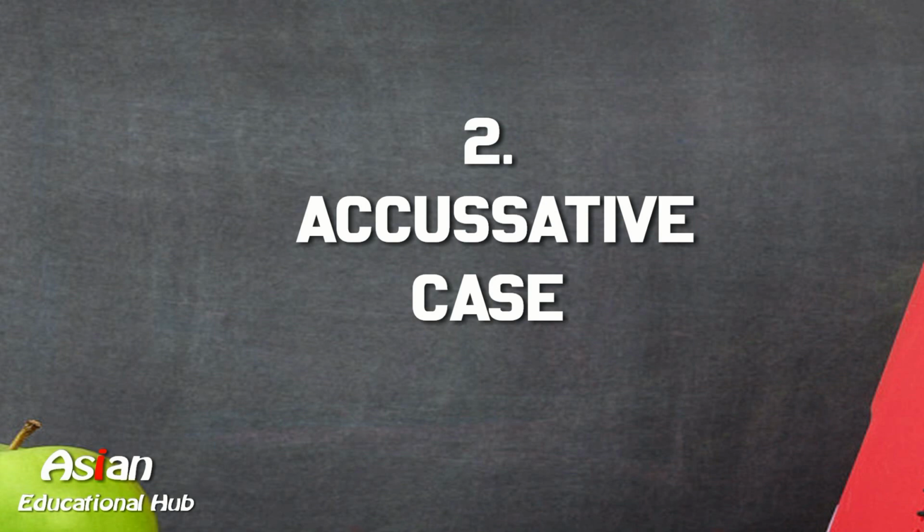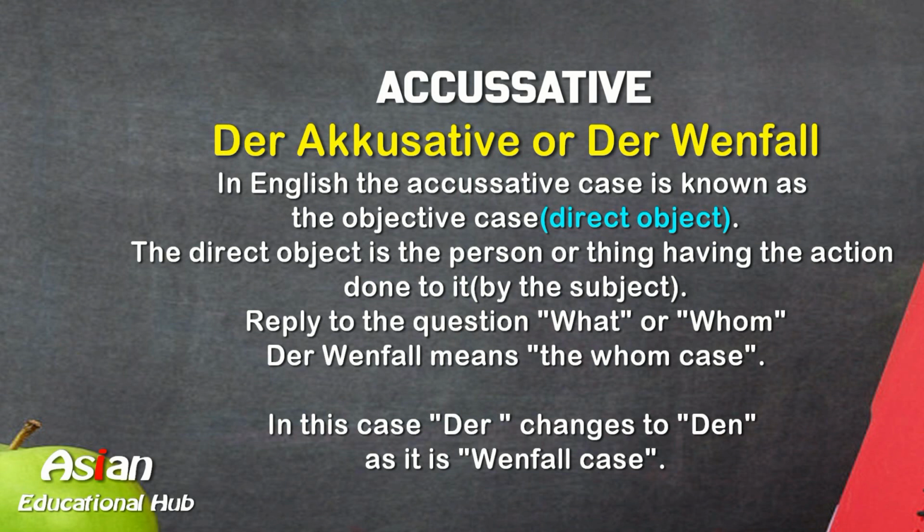The second one is the accusative case. Accusative, der Akkusativ or der Wen-Fall. In English, the accusative case is known as the objective case, and it is used for the direct object. What is a direct object? A direct object is the person or thing having the action done to it by the subject. We can ask the question what or whom, and we will get the accusative case. Der Wen-Fall means the whom case, because wen means whom in German.